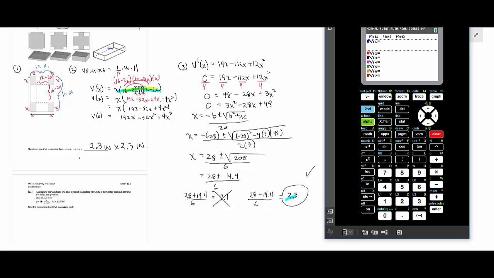Put in your volume in the factored form. The reason I recommend that is because what if you screwed up with the foiling? Then you're not really checking and verifying anything. So let's just go like this: x, parenthesis, 12 minus 2x, close the parenthesis, then 16 minus 2x, like that. So let's get that put in, and then let's talk about what the window is going to be.